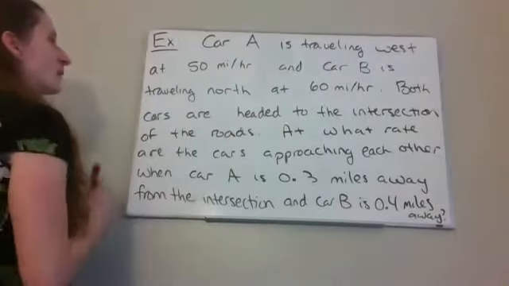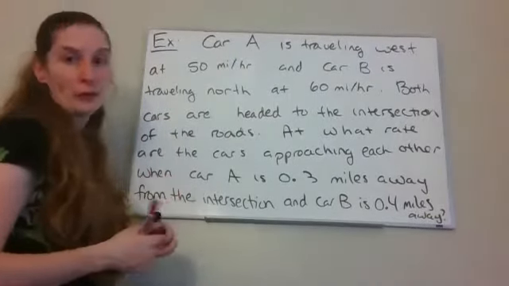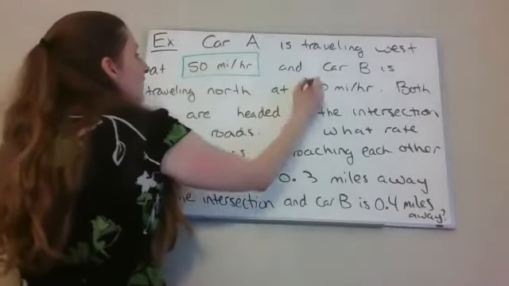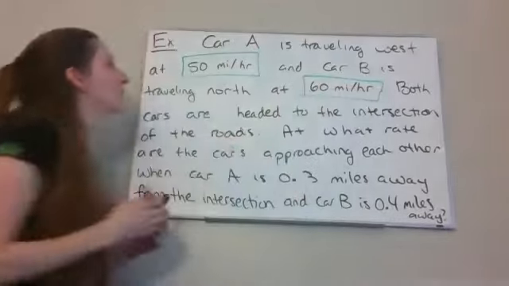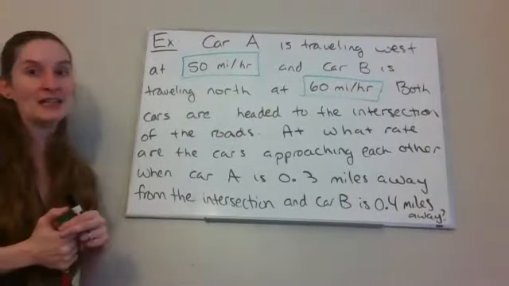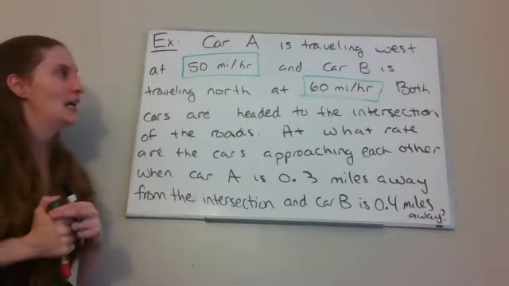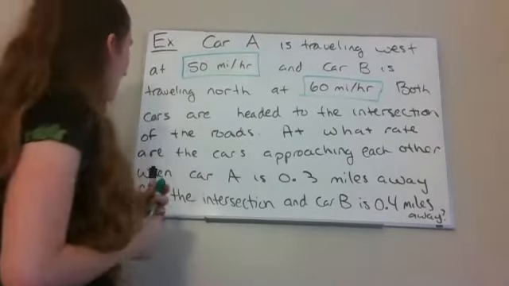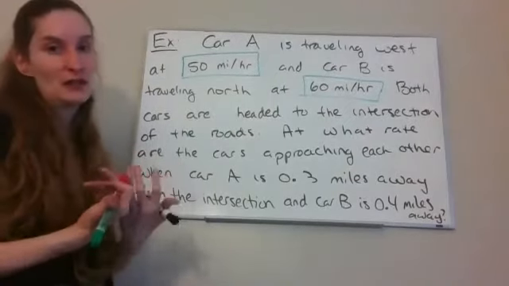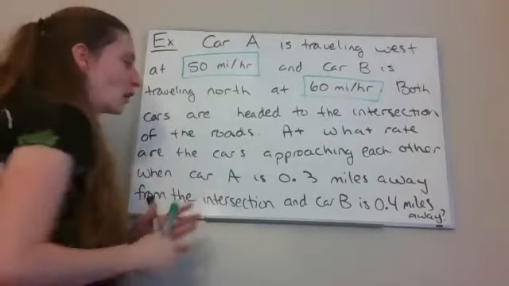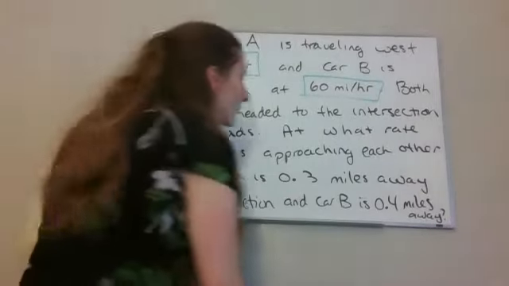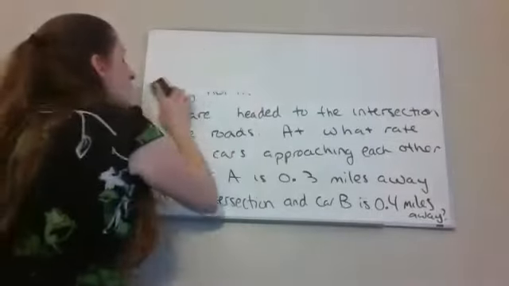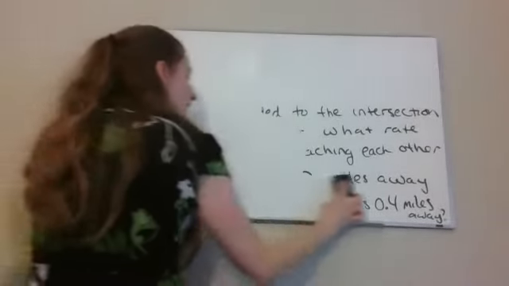Now, it doesn't tell us specific rates using the word rate in this, but we do know our rates are miles per hour. So I know that dA/dt is 50 and dB/dt is 60. What I'm trying to find is the rate at which the hypotenuse is changing when these cars are certain distances away. So let's go ahead and draw our picture and write down what we know and what we're trying to find.